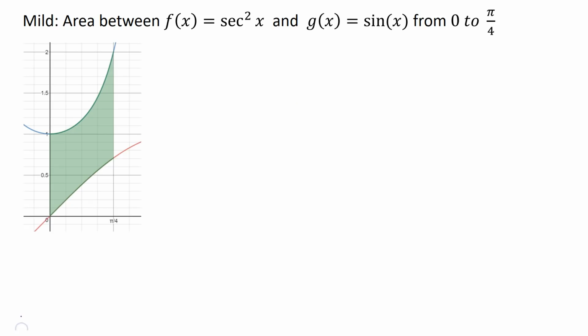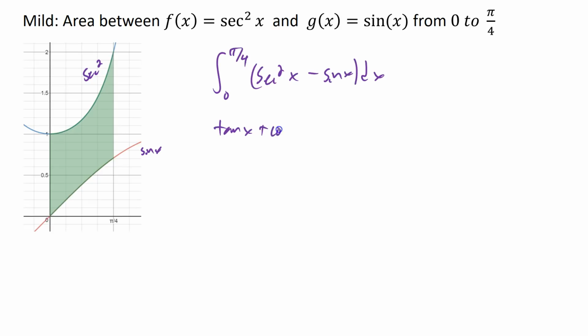So first problem, looking for the area between secant squared, that's this guy up here, and sine x, that's this guy down here, from 0 to pi over 4. Okay, so we're doing top minus bottom, so we integrate from 0 to pi over 4. Top function minus bottom function. Secant squared x minus sine x dx. Antiderivative, so we have to do antiderivative of secant squared, that's tangent x. Antiderivative of sine is negative cosine, so it's going to be plus cosine x. And we evaluate that from 0 to pi over 4.